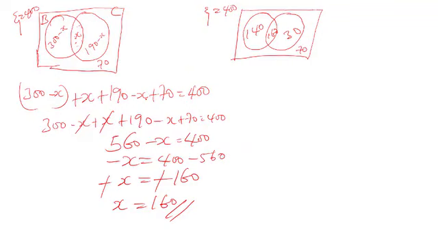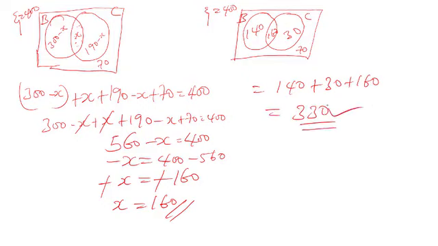Now, the next question is at least one of biology or chemistry. That is, people offering either biology or chemistry or both biology and chemistry. So you know the answer will be 140 plus 30 plus 160. 140 plus 160 is 300, plus 30 is 330. So this is our value for those offering either biology or chemistry or both, but those that are not offering anything are not included.